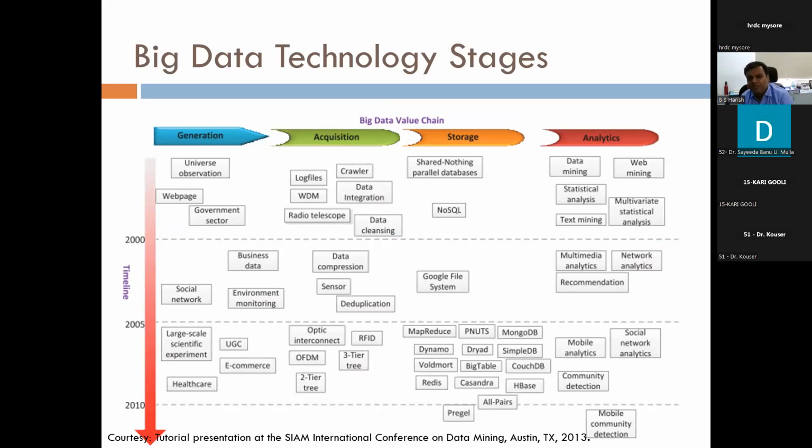So just go through this and tell me what you can understand from this diagram. Anyone?